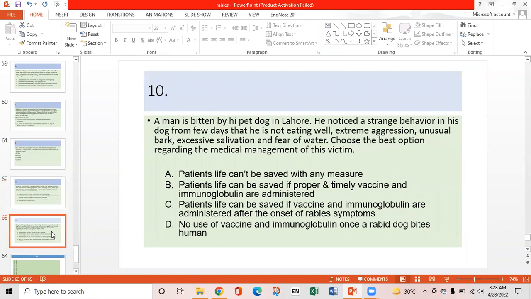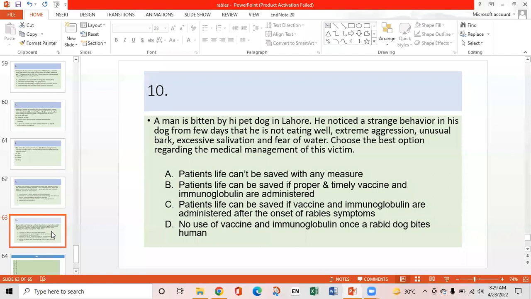10th MCQ. A man is bitten by a pet dog in Lahore. He notices strange behavior in his dog for a few days: it is not eating well, shows extreme aggression, an unusual bark, excessive salivation, and fear of water. Choose the best option regarding the medical management of this victim. Option A, the patient's life cannot be saved with any measure. Option B, the patient's life can be saved if proper and timely vaccine and immunoglobulins are administered. Option C, the patient's life can be saved if vaccines and immunoglobulins are administered after the onset of rabies symptoms. And option D, no use of vaccine and immunoglobulins once a rabid dog bites humans.